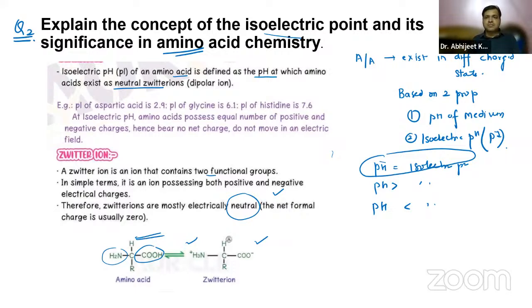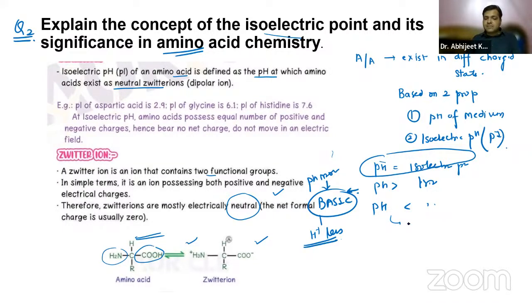If pH, guys, remember, if pH is more than the isoelectric pH, then the pH is more. You already know if the pH is more, it is basic. Now when I say basic, anything which is basic will have fewer H plus ions. Protons are less, or I can simply say deprotonated or negatively charged.